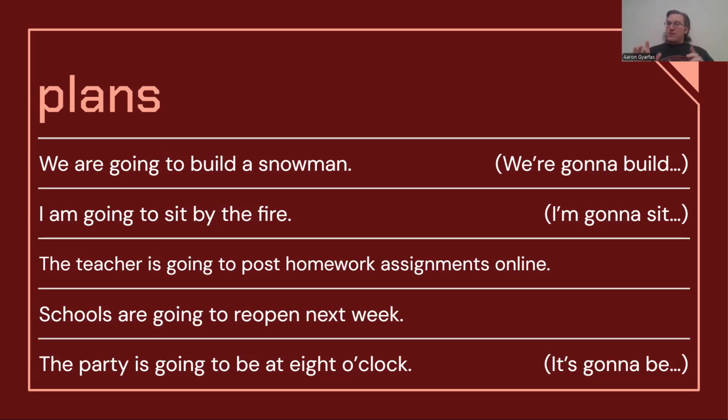Will or won't can be used for plans. It's okay, but for native English speakers, it is much more natural to use the phrase be going to, or again, gonna. We're gonna do it. I'm gonna do it when we're talking about plans. Okay?